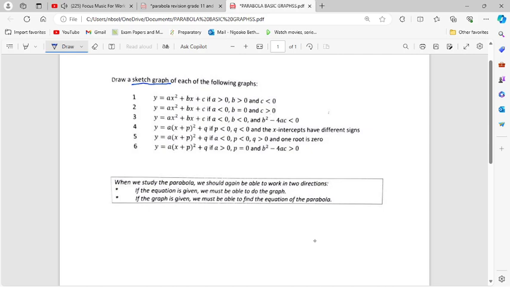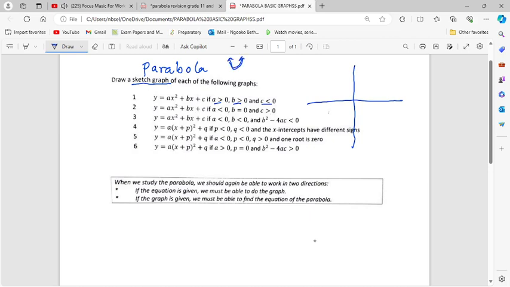So okay, let's get to the first one. On the first one, we need to sketch y equals x squared plus bx plus c. Now we can see that is the parabola graph, where a is positive, b is positive, but c is negative. So now a rough sketch for this one. Where do we start? a is positive. When a is positive, it means we are going to have this shape of the graph.